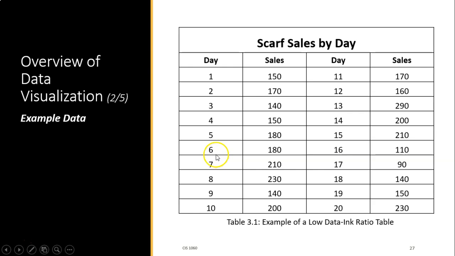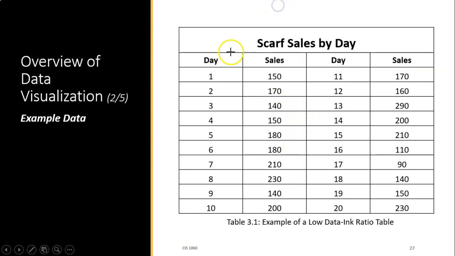Here is an example of a table that has low data to ink ratio. Now, this is a very common table. A lot of people do represent their data in this fashion. It's easy to read. But what we're looking at here is that these numbers represent ink that is used to effectively tell what's happening with the data.